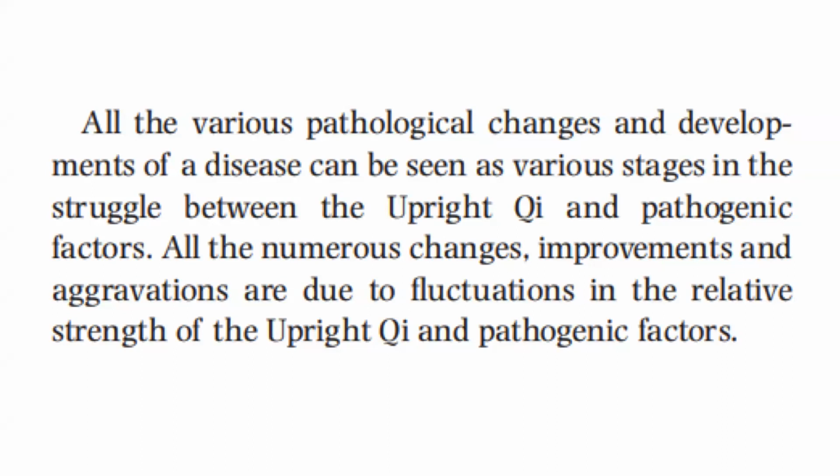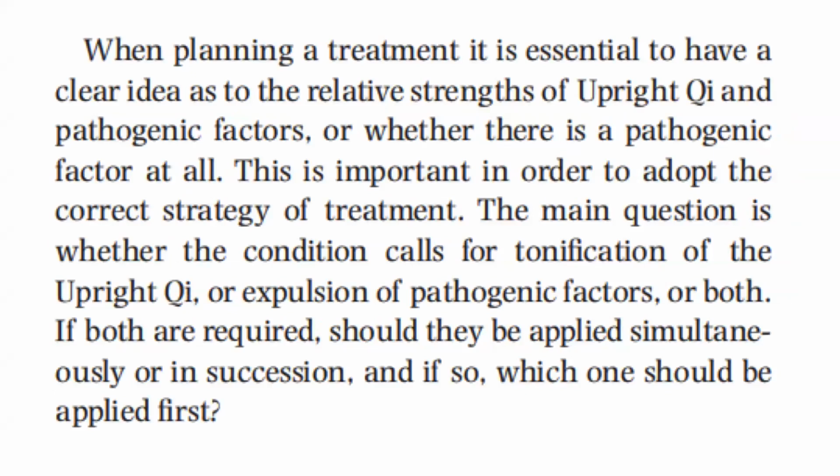All the numerous changes, improvements, and aggravations are due to fluctuations in the relative strength of the upright qi and pathogenic factors. When planning a treatment, it is essential to have a clear idea as to the relative strengths of upright qi and pathogenic factors, or whether there is a pathogenic factor at all. This is important in order to adopt the correct strategy of treatment. The main question is whether the condition calls for tonification of upright qi or expulsion of pathogenic factors, or both. If both are required, should they be applied simultaneously or in succession? And if so, which one should be applied first?